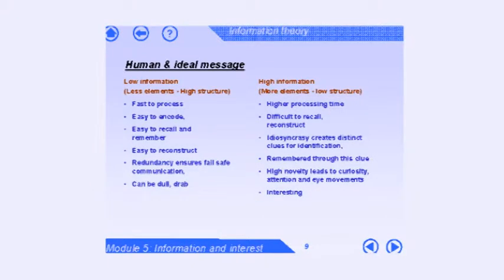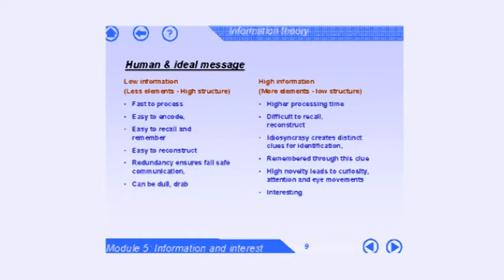So for an ideal message, when the message information is low, human beings can process it fast, easy to encode, easy to recall, easy to reconstruct. Redundancy ensures fail-safe communication, but can be drab and dull. Against that, high information has a low structure, randomness, etc. High processing time, difficult to recall, reconstruct. That's why poetry takes longer time to read. It's the same page, but it takes much longer because it has too much information which is encoded, and you need to try to decode it. It's difficult to recall and reconstruct. That is the reason why nursery rhymes have a rhyme. What is rhyme? It makes it simpler for you to remember.